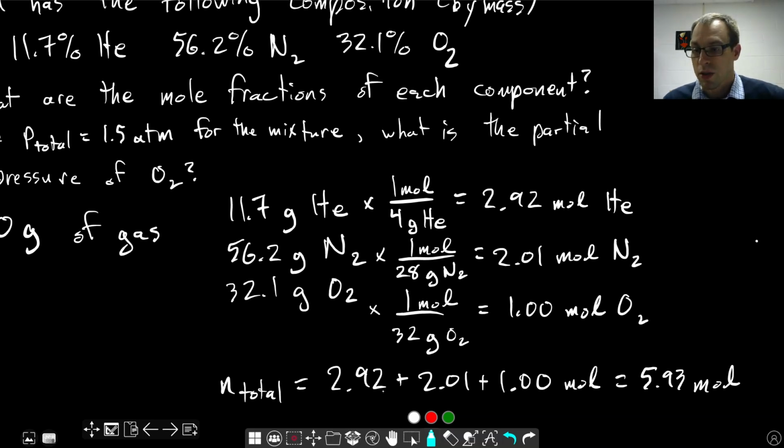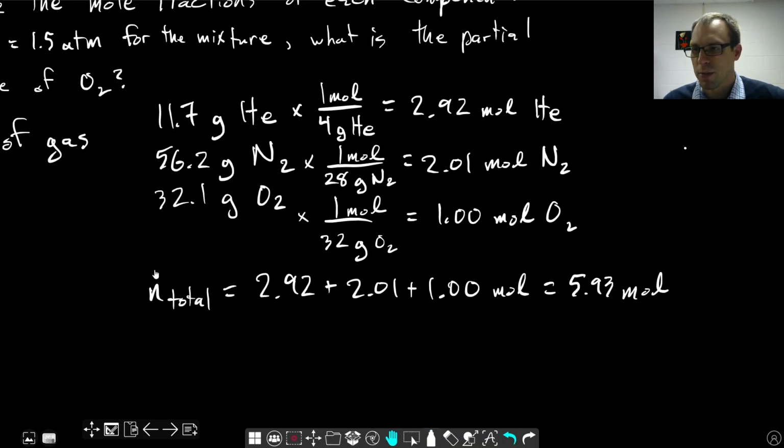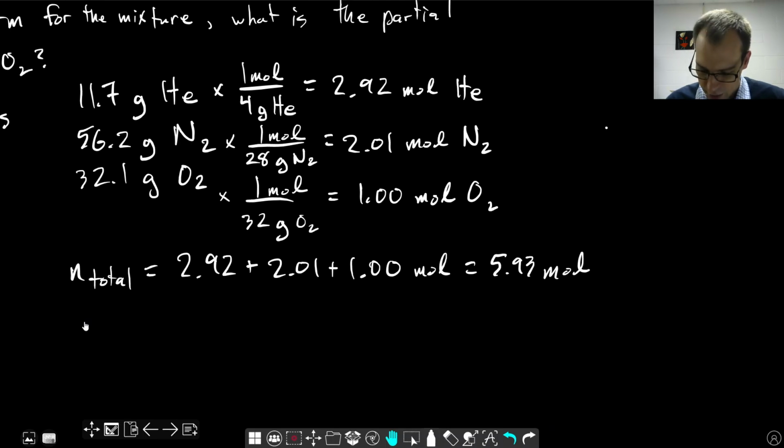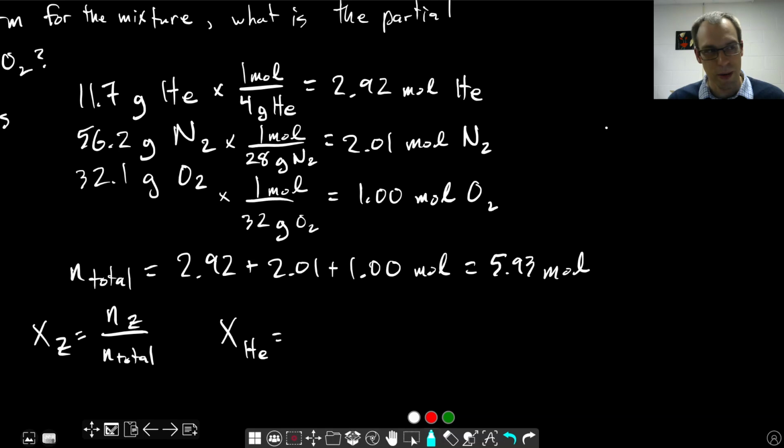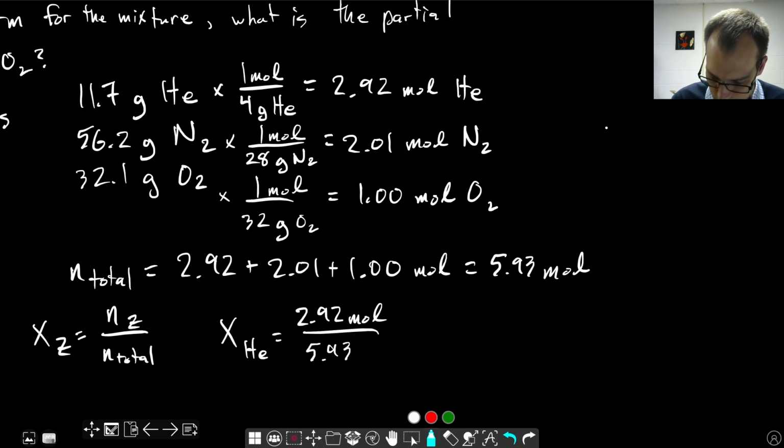Okay, so our goal is to find the mole fraction, so we know the moles of each component, and just as a reminder, the definition of mole fraction is the number of moles of that component divided by n total. So we know each of those. So we can find the mole fraction of helium, which is going to be a lot higher in terms of percentage than its mass percentage. So we have 2.92 moles of helium divided by 5.93 moles total, which gives us a mole fraction of 0.492.